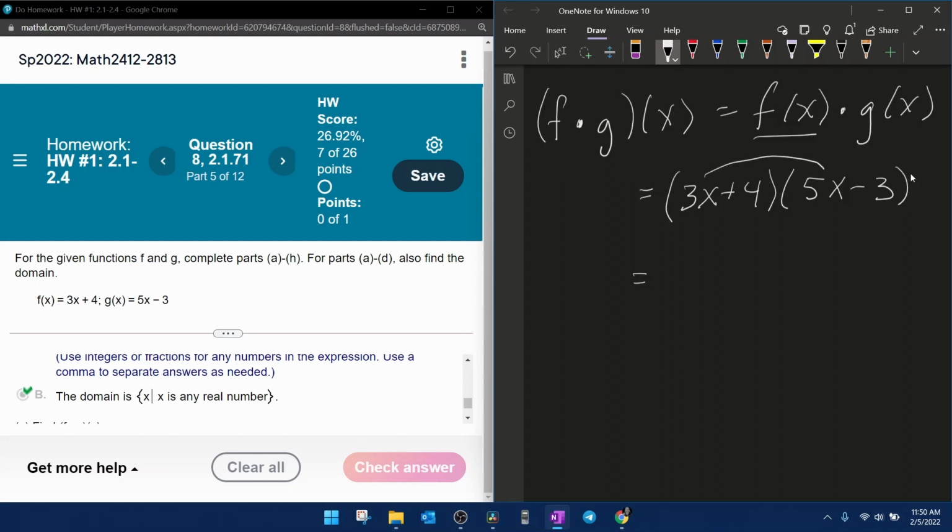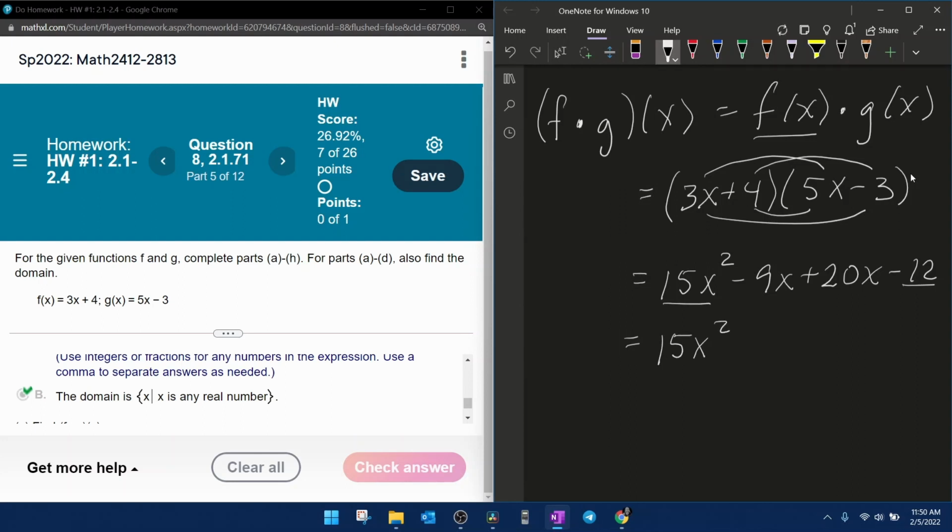Here we go. First, 3 times 5, 15. X times x is x squared. On the outside, negative 9x. On the inside, plus 20x. Last but not least, minus 12. And then once you FOIL it, you got to finish it off and combine like terms. So we've got a 15x squared, minus 9x from 20x. 20 minus 9 is 11x, and the minus 12 comes down, and we're done.